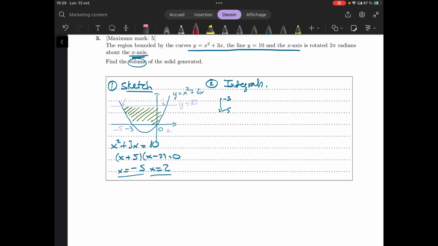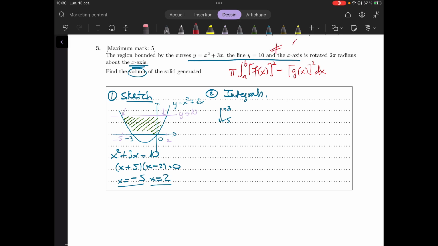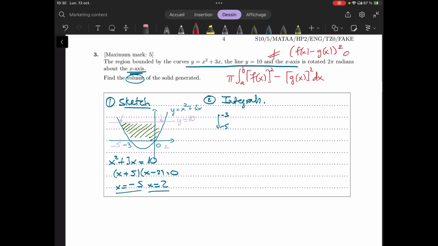Recall that the formula to calculate the volume of revolution is pi times the integral from the lower bound a to the upper bound b of the upper curve squared minus the lower curve squared dx. This is not the same thing as this guy, so be very careful with this.